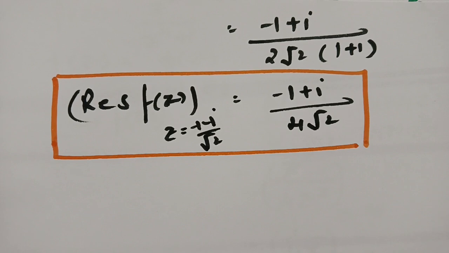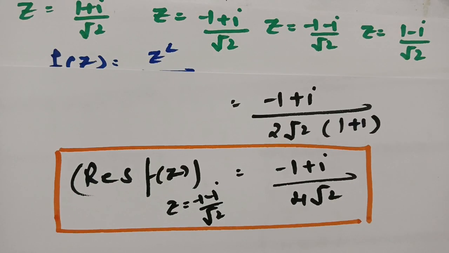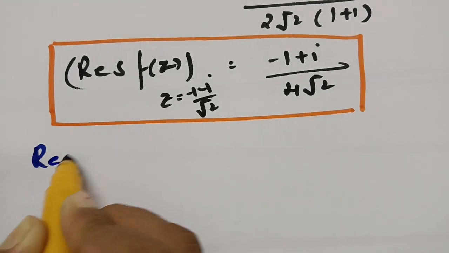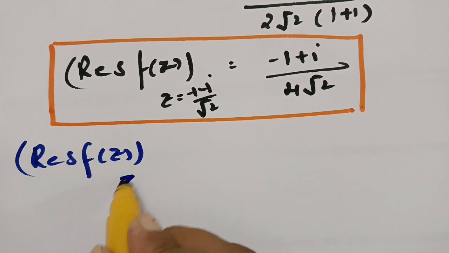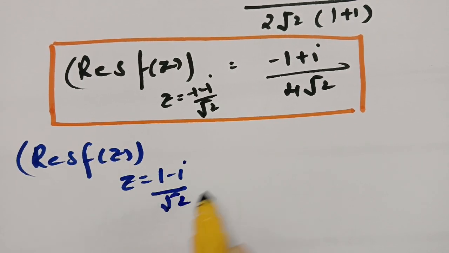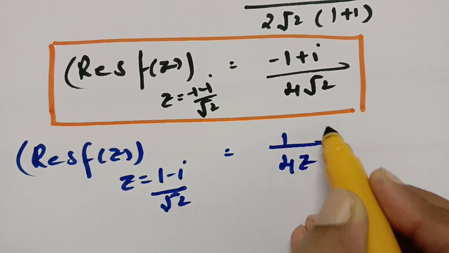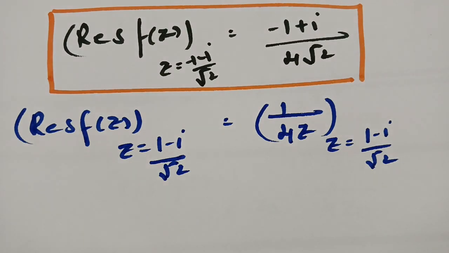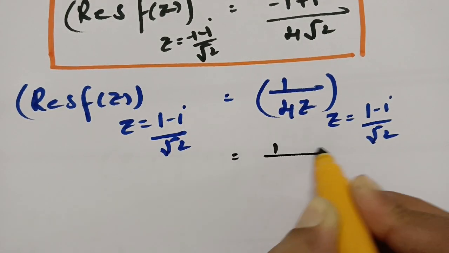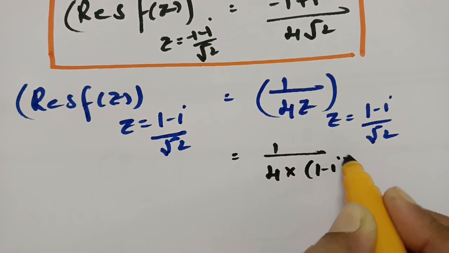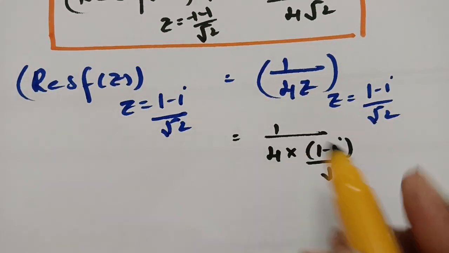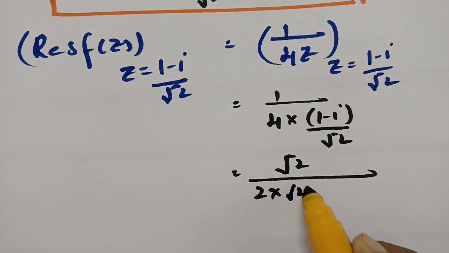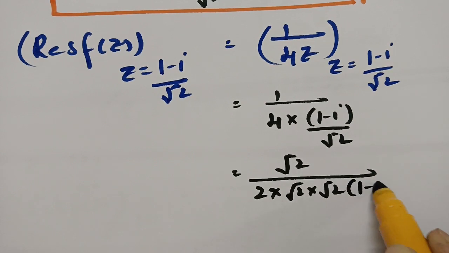And the next thing here is the last one. The pole value here is (1 - i)/√2. So here the residue of f(z) at the point z = (1 - i)/√2 is nothing but 1/(4z) at the point z = (1 - i)/√2. So if I substitute the same thing here, this will be 1/4 into (1 - i)/√2. If I send √2 to the numerator, and 4 can be written as 2 into 2, which can be written as √2 into √2, this is 1 - i.